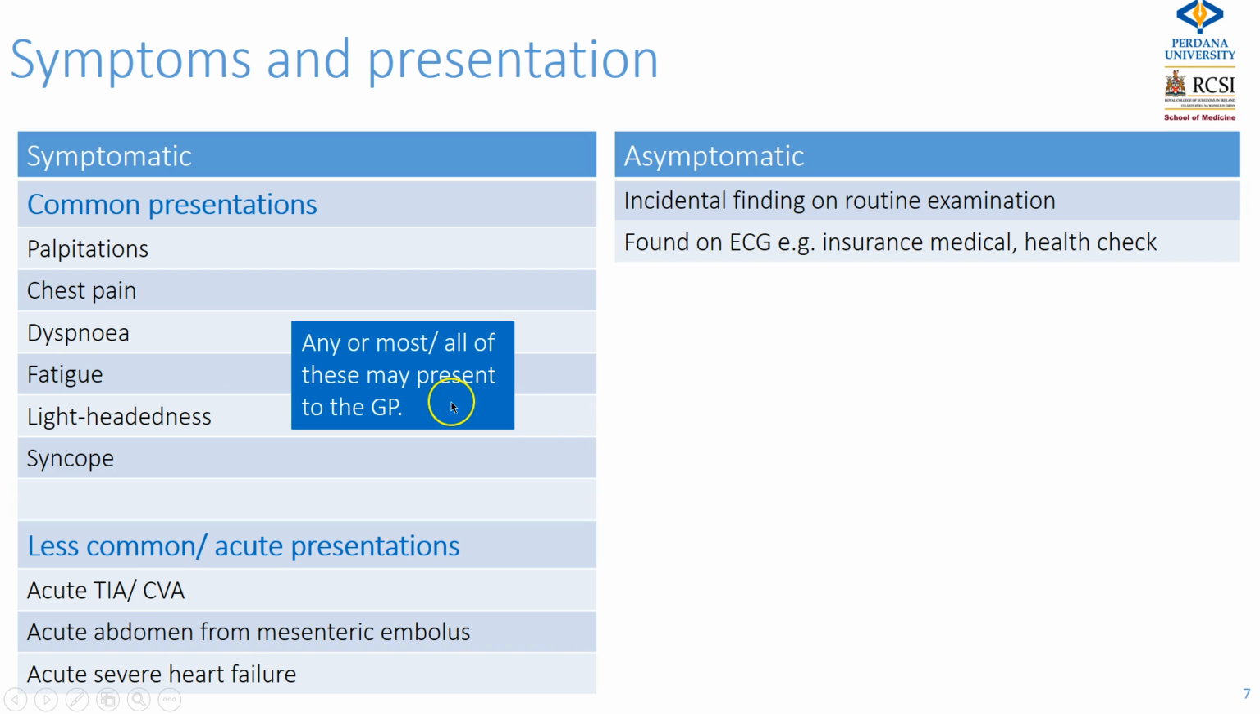Symptoms and presentation. They commonly will present with some or most of these: palpitations or chest discomfort, breathlessness, fatigue, lightheadedness, syncope. They also present, however, with an event precipitated by the atrial fibrillation, such as a TIA or stroke, a mesenteric embolus, or acute severe heart failure. Quite commonly also it is found incidentally. The patient has no symptom, and it is found on an ECG, or on clinical examination in a patient in whom you did not suspect it. So, for example, in a routine clinical examination for other reasons, or an insurance medical, or health check.